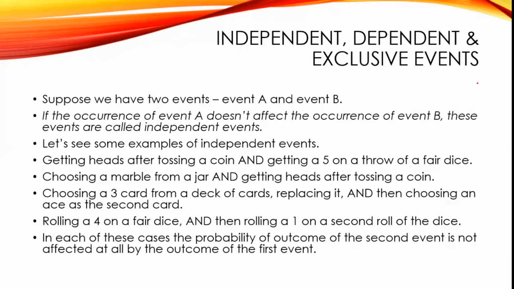Already you have discussed how many cards there are and what types of cards we have. My aim here is not to discuss what types of cards exist, what is a heart, what is a diamond. Rolling a 4 on a fair dice and then rolling a 1 on the second roll is also independent. In each of these cases, the probability of the outcome of the second event is not affected at all by the outcome of the first event.